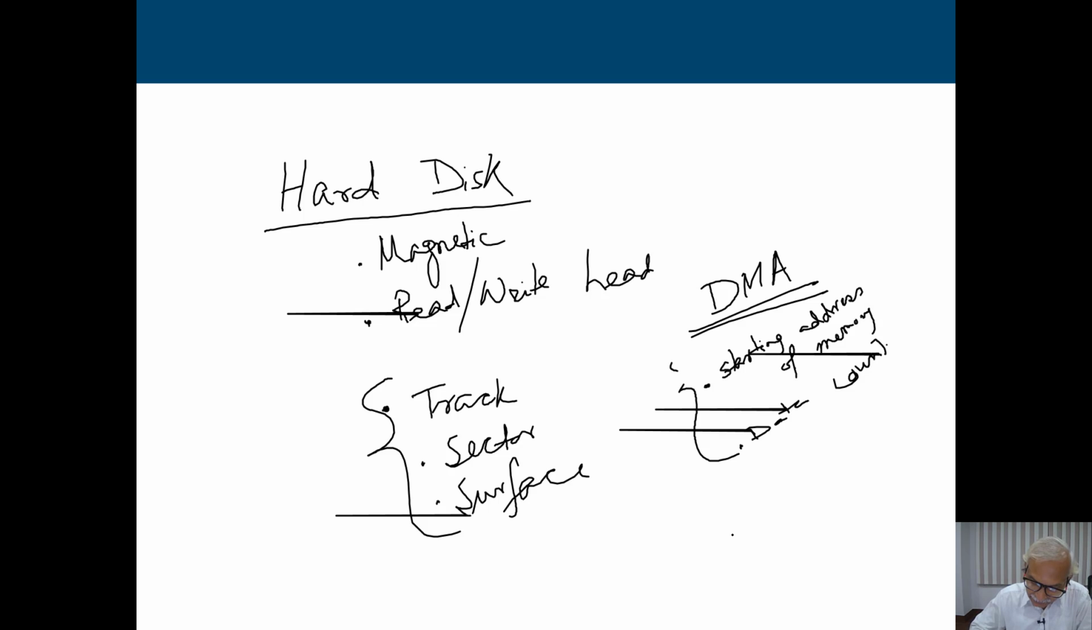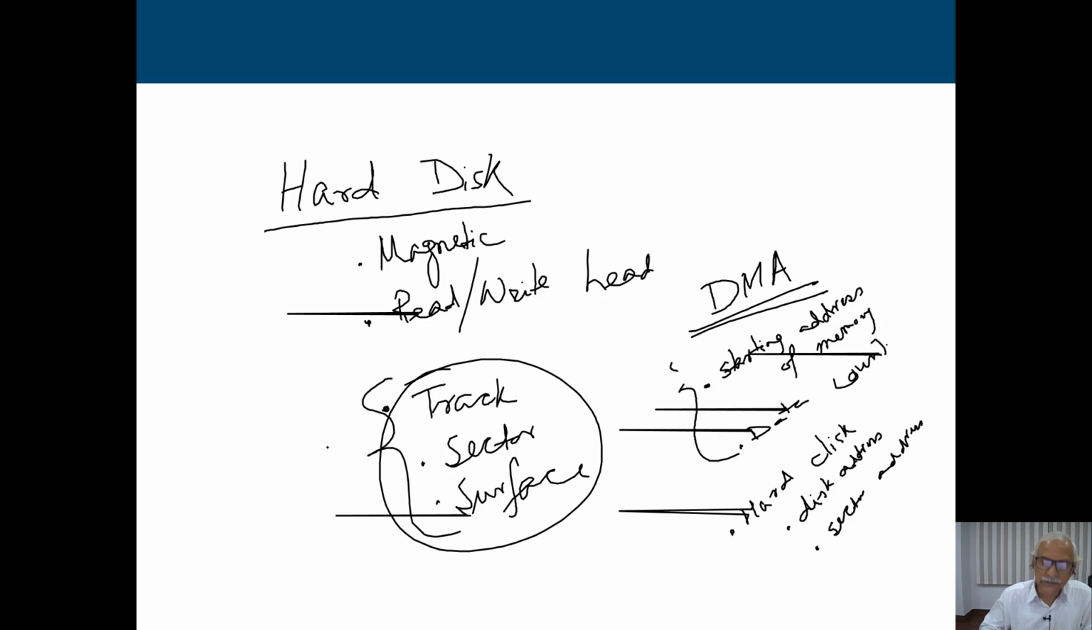So these two are information related to the main memory. And for the device, now for hard disk, we have to give the disk address or say device address, and after that the sector address, because from which sector we are going to access the information. This is basically a combination of track, sector and surface. So once we have this information, now DMA can perform the transfer from hard disk to the main memory.